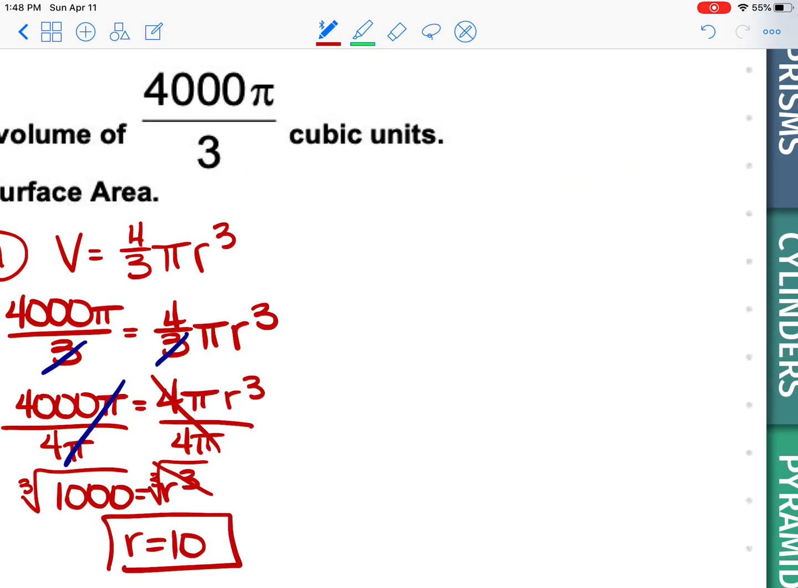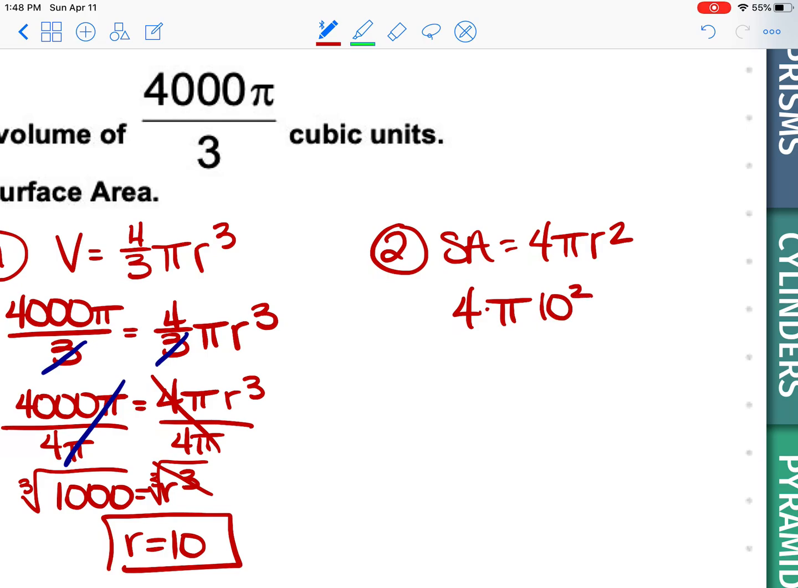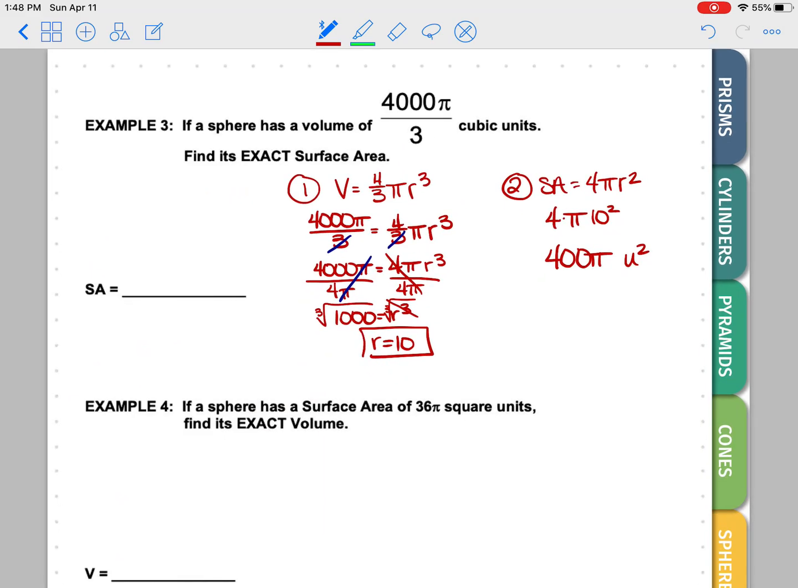We found our radius. Step 2, now let's plug it into our surface area formula of 4 pi r squared. So we're saying 4 times pi times our radius of 10 squared. So 10 squared is 100 times 4 is 400. 400 pi, and we're working with units squared, and that would be your answer. So you have to find the radius before you can finish this problem out.